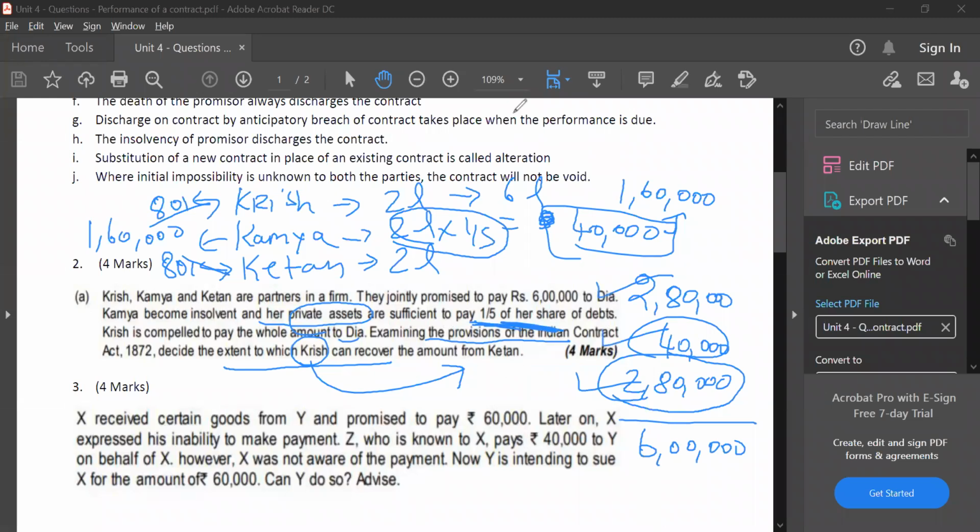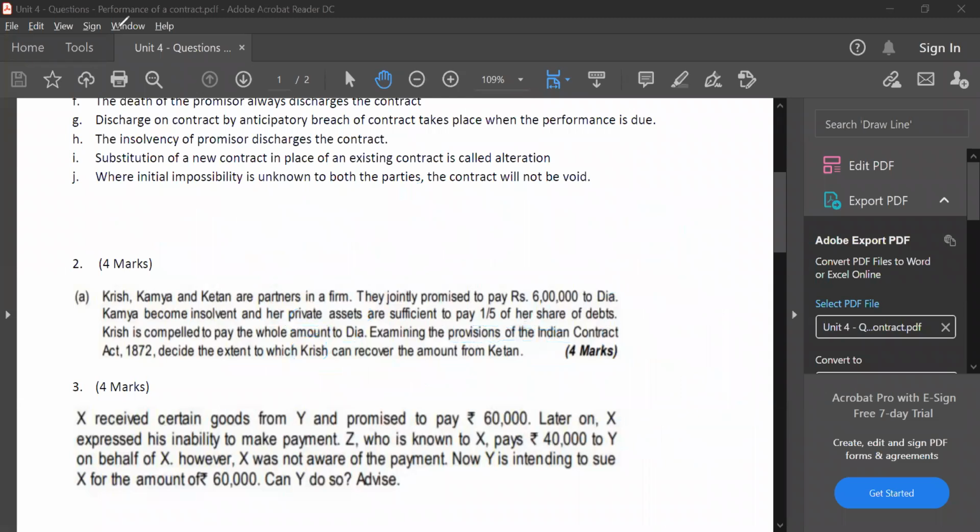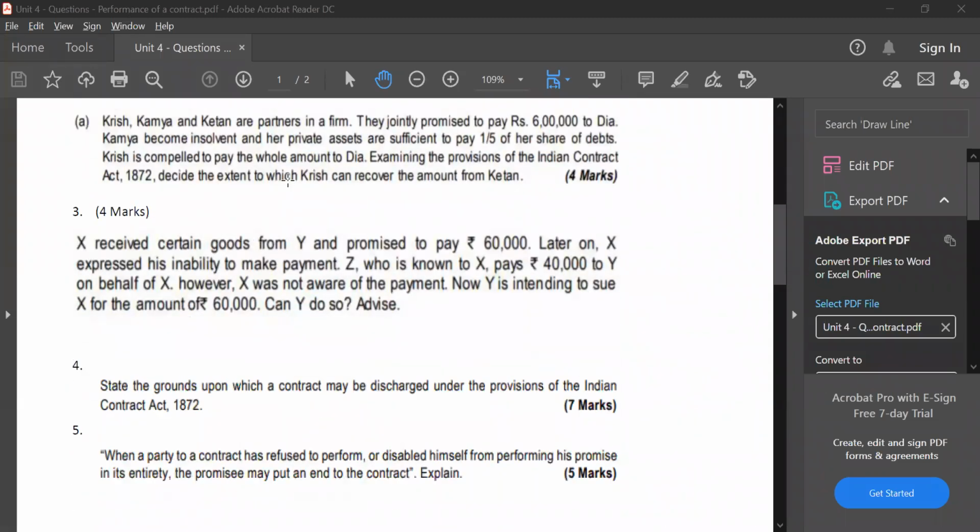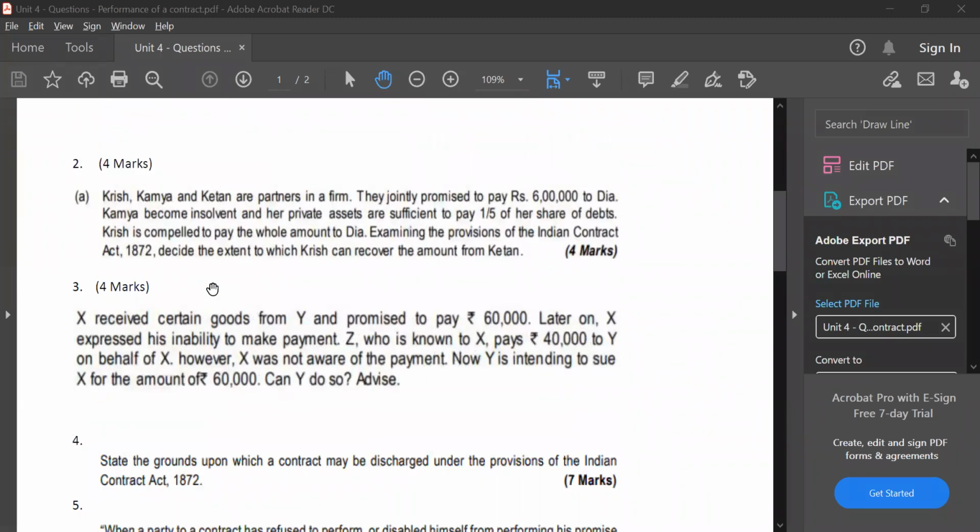Okay. So now we will just take up one last question and then we'll proceed to the doubts. Yeah. So let's take question number 3. I'll read question number 3. We'll close question number 3 and then I'll take up the doubts.